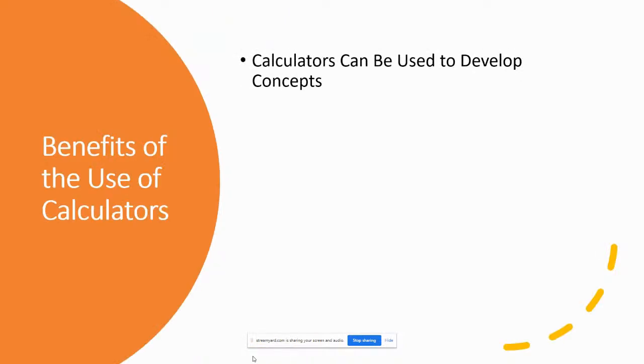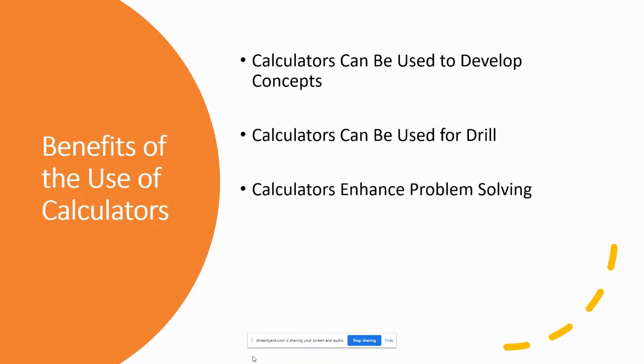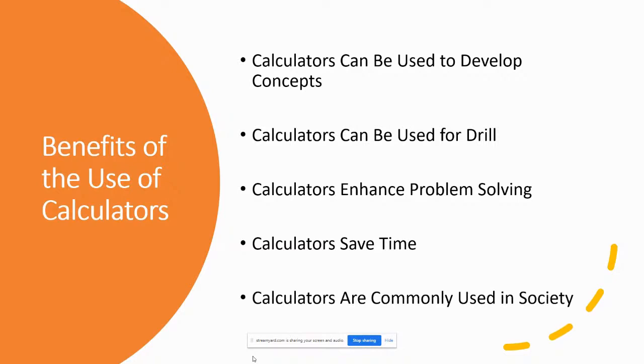Okay? So next, benefits of the use of calculators. Calculators can be used to develop concepts, no? Napakita na natin yan for the past few episodes. Calculators can be used for drills, so mga practice exercises. Calculators enhance problem solving. As I've said kanina, calculators can save time and open time for other activities for math. Calculators are commonly used in the society, no? So it's widely spread use. Kahit saan naman kahit nag-work ka na, it's being used. Minsan hindi mo akala na calculator, well, it's already a calculator embedded in softwares and applications.